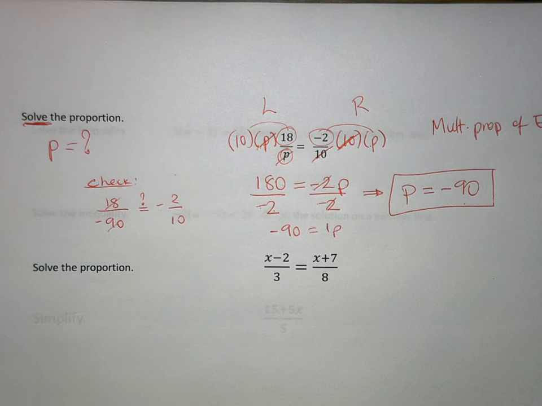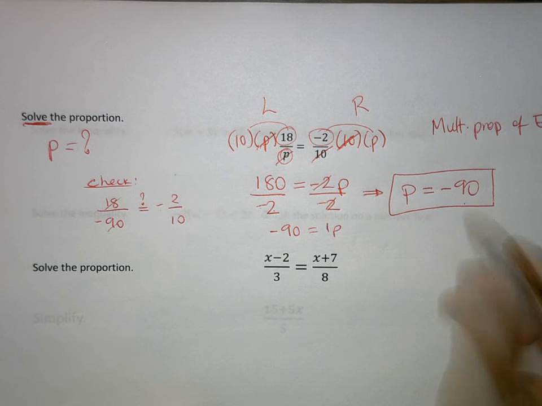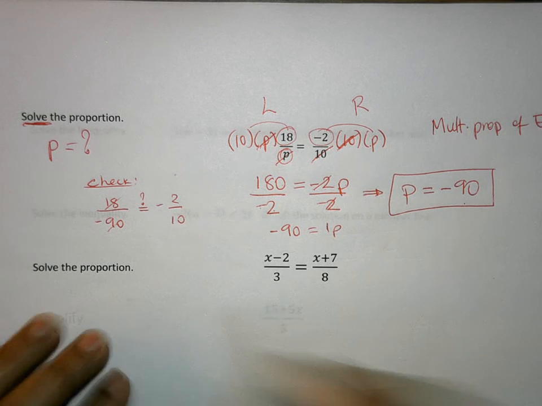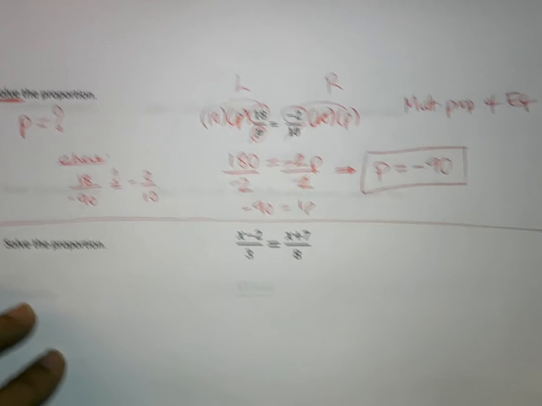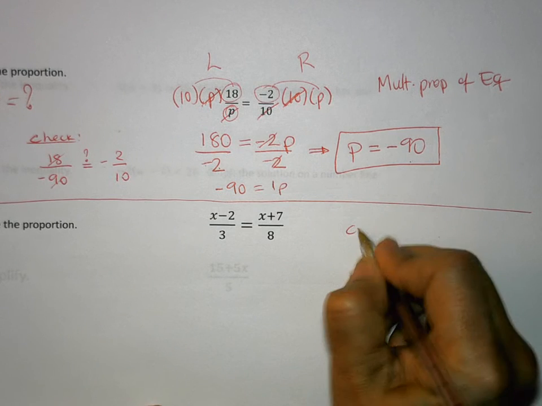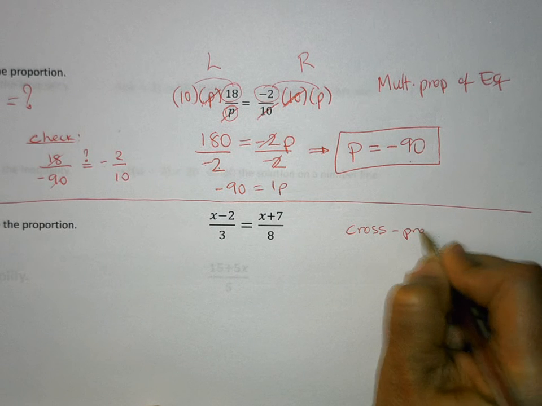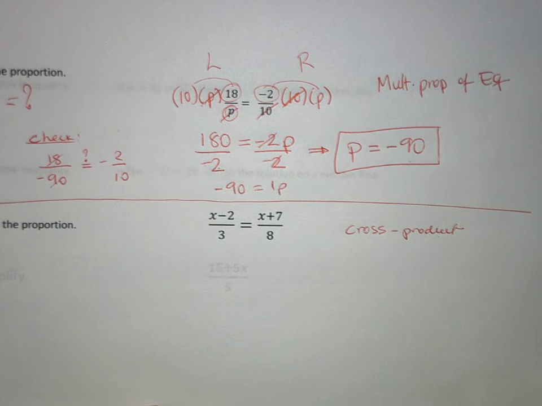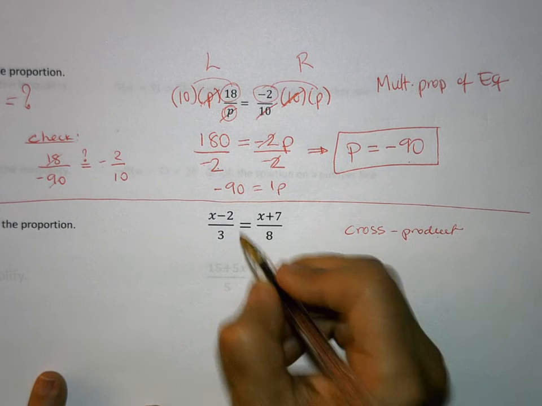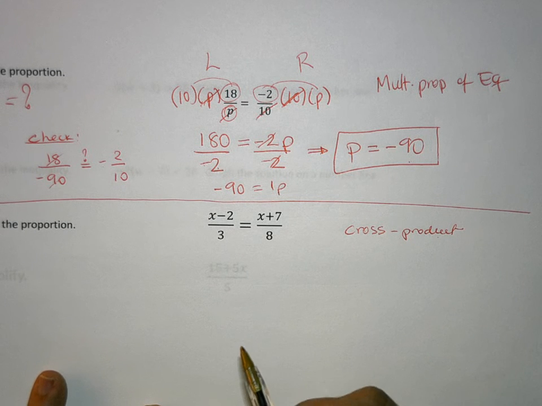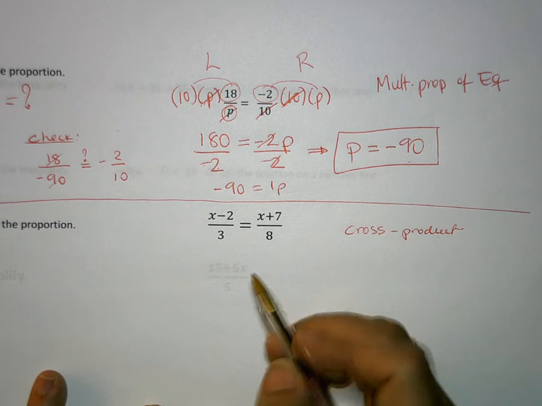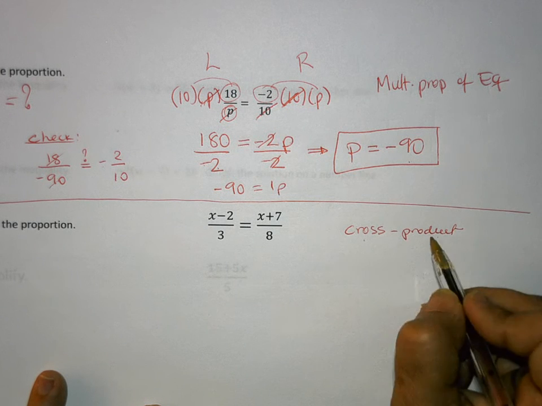Okay? So always check to see if your answers are correct. Alright, so that is the solving proportion there. Our next one I'm going to solve by using the cross product. The cross product tells me all I have to do is literally cross over the equal sign, performing a multiplication. That's why it's called cross, and product means multiplication.